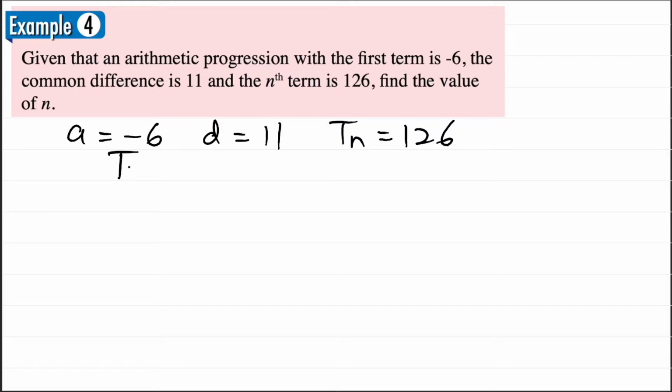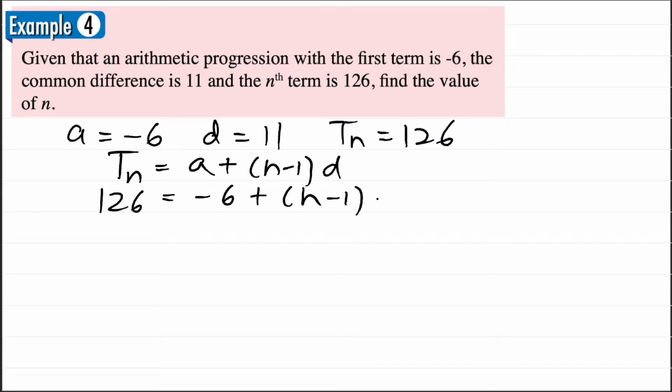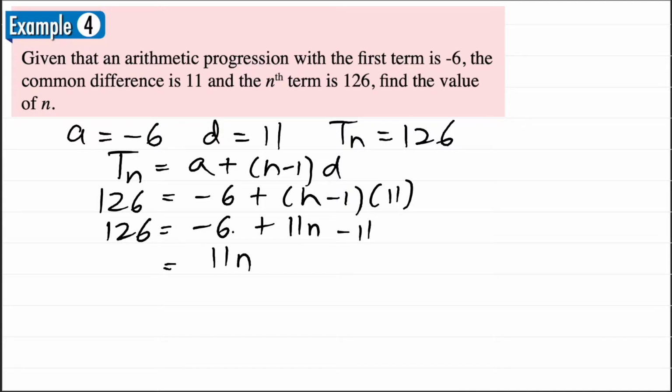So, tulis balik formula. A tambah N tolak 1D. Dan kita masuk dalam formula. 126 sama juga dengan negatif 6 tambah N tolak 1 darab 11. Selesaikan. 126 sama juga dengan negatif 6 tambah 11N tolak 11. 11N bawa pergi sana, negative 17 tu. So 126 plus 17. You will get 143 here. Dan kita bahagi dengan 11. So you will get n is equals to 13.